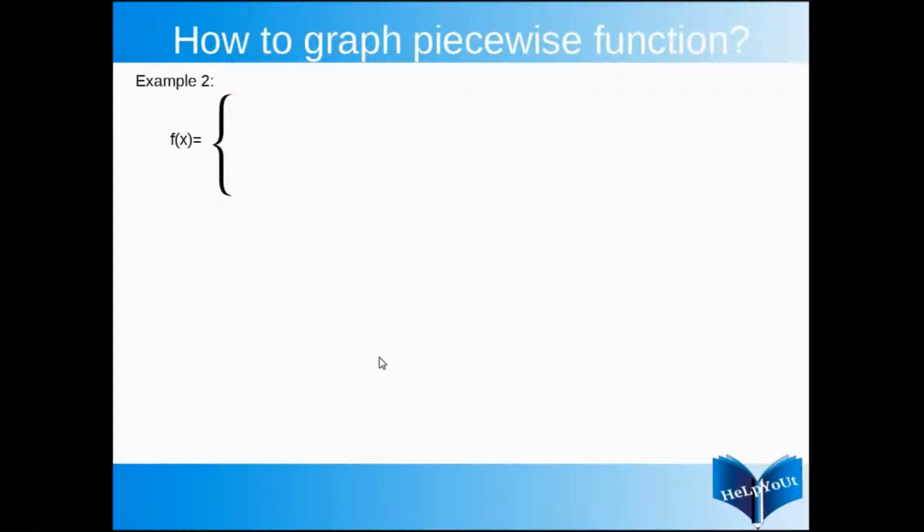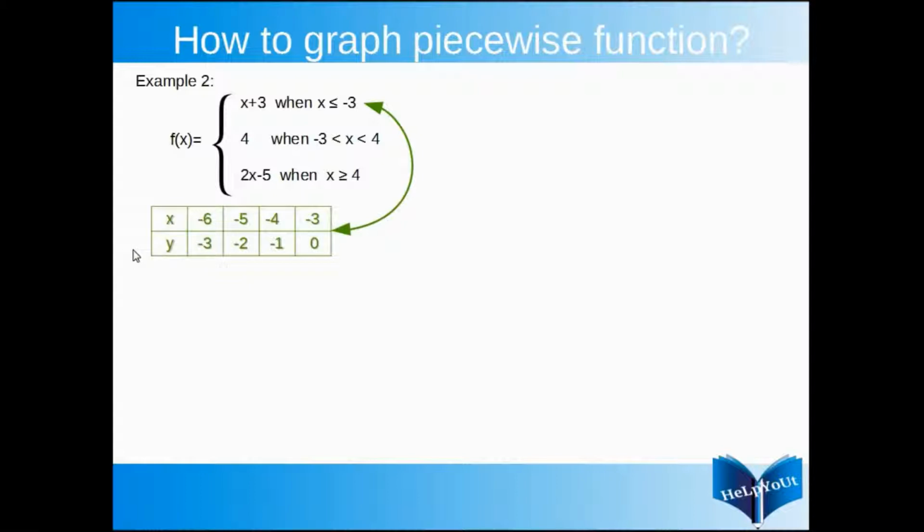Example 2 is f(x) equals x plus 3 when x is less than or equal to minus 3, 4 when x is between minus 3 and 4, and 2x minus 5 when x is greater than 4. So for the first function, let's make a table. I have taken few values for x which are less than minus 3. I have taken minus 6, minus 5, minus 4 and of course minus 3 because here we had the equal to sign. I have plugged these x values in that function x plus 3 and I have gotten all these y values.